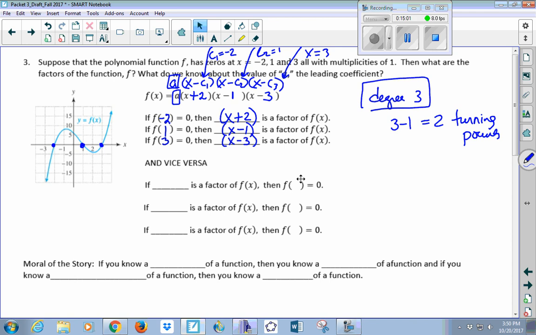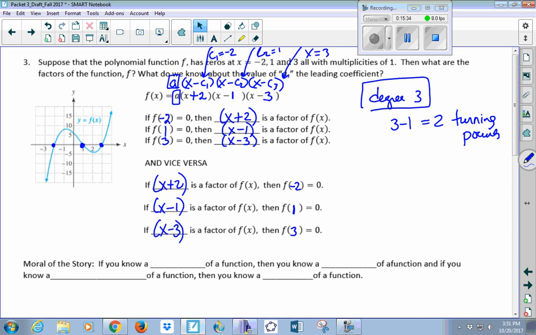Now we can reverse that. We can say if x plus 2 is a factor, then we know f of negative 2 is a 0, because when I put a negative 2 in here, I get 0. If I know that x minus 1 is a factor, then f of 1 will give me an output of 0. And if x minus 3 is a factor, then f of 3 is a 0.